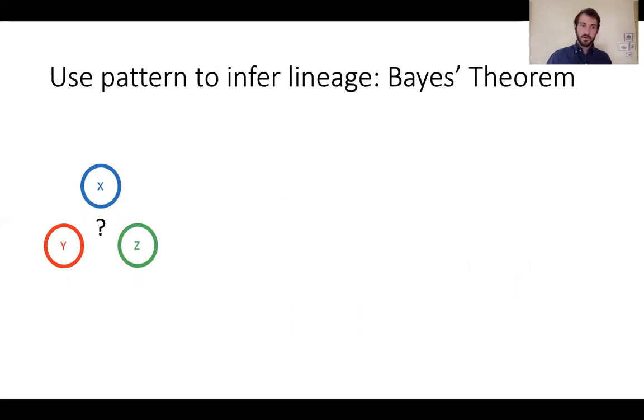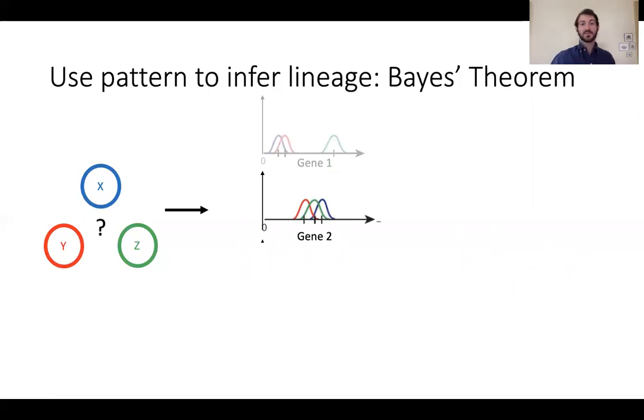But more concretely, what we want to do is use this pattern to infer the lineage of a triplet where we don't know which one is the root. And we can do this by using Bayes' theorem, by looking through our genes one by one and classifying them to see if they fall into the clear minimum pattern. So here I have X, Y, and Z, and I don't know which one is the root. I could look at the first gene, and I see this gene doesn't have a clear minimum. These two distributions are both very low, and this one's very high, so that's more of a clear maximum pattern. I would not consider that for the inference.